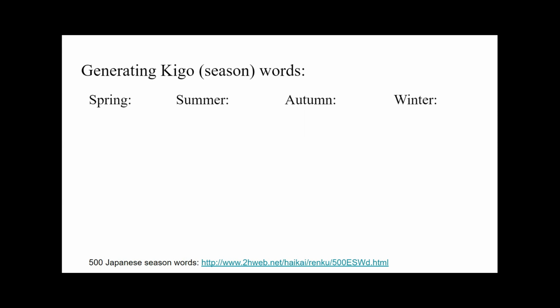Think about your own life, your own area. What do you associate with spring, with summer, with autumn, winter? Generating this list of words will get you started thinking about how you could write your own journey in a series of haikus.